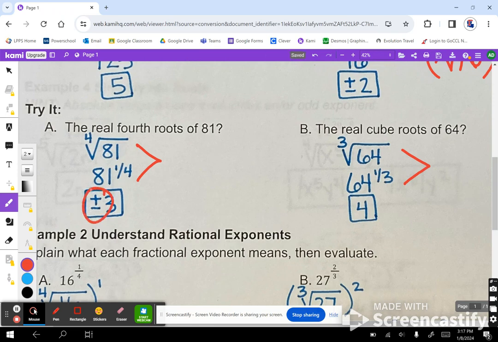Why am I positive and negative here? I have an even exponent. Why am I only positive 4 here? I have an odd index. I think I said exponent over here. An even index, odd index. Okay.